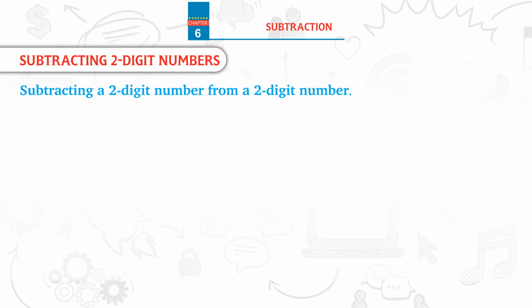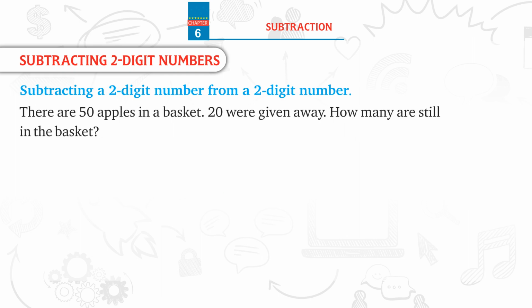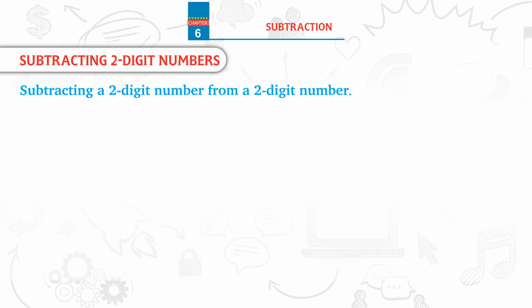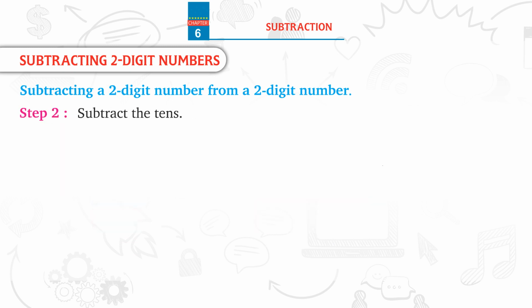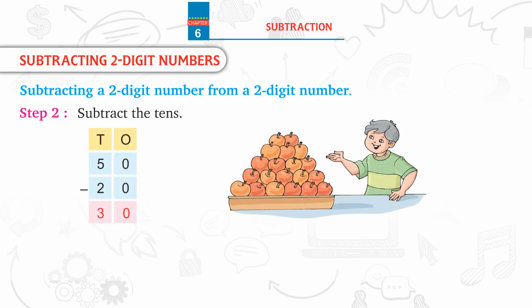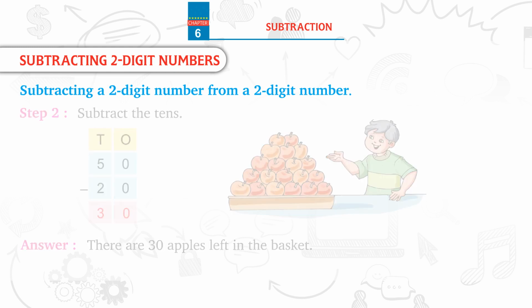Subtracting a two-digit number from a two-digit number. There are 50 apples in a basket. 20 were given away. How many are still in the basket? 50 minus 20 equals. Step 1. Subtract the ones. 0 minus 0 equals 0. Step 2. Subtract the tens. 5 minus 2 equals 3. Answer. There are 30 apples left in the basket.